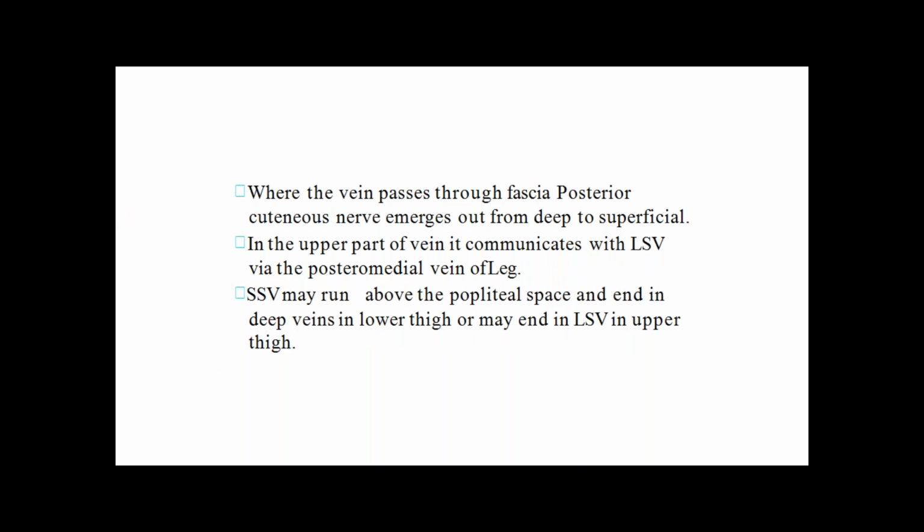Another course is that it may run above the popliteal fossa, that is above the back of the knee joint, and end in the deep veins in the lower thigh, or it may end up in the long saphenous vein in the upper part of the thigh. So this is the course of the short saphenous vein: either at the saphenopopliteal junction it drains into the popliteal vein, or it may communicate directly with the long saphenous vein or indirectly through the posteromedial vein of the leg.